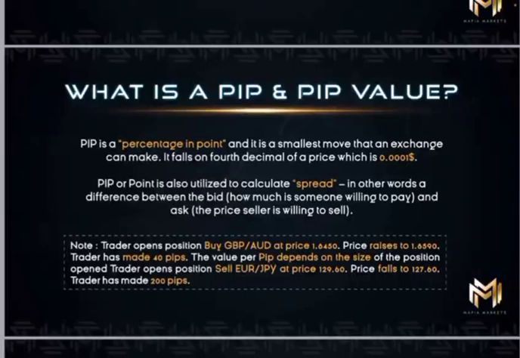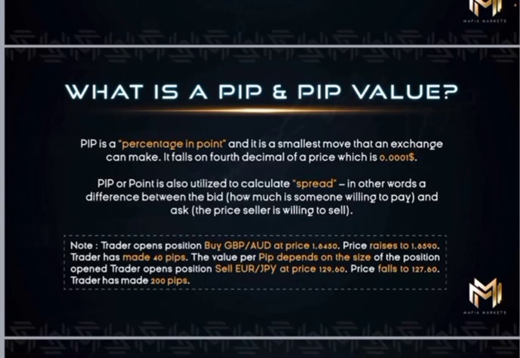A trader opens a buy position of British pound to Australian dollar at a price of 1.8450. This means that at the moment when you open a buy position, £1 will give you 1.8450 Australian dollars. 15 minutes later, the price rises to 1.8590. These two decimals at the end mean that the trader has made 40 pips. The value for each pip depends on the size of the position that you opened.